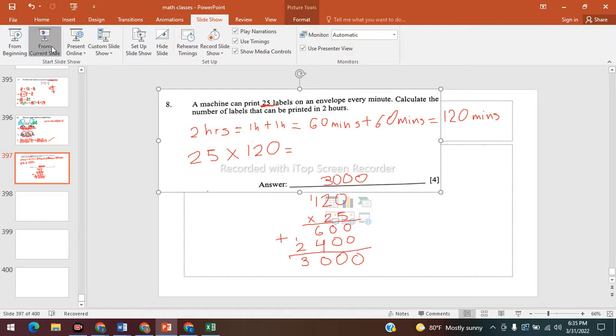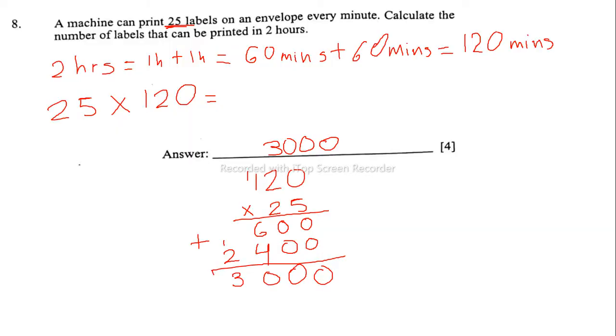Alright, so that's how you do it. You multiply 25 by 120 to give us our answer.